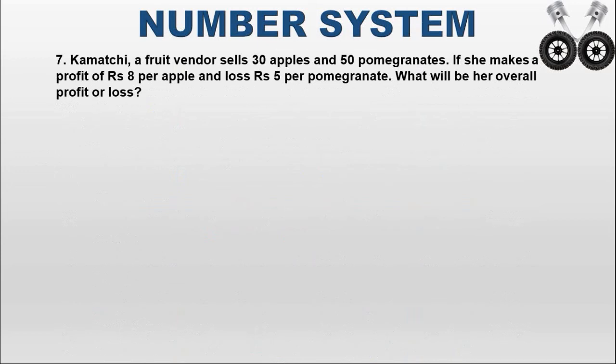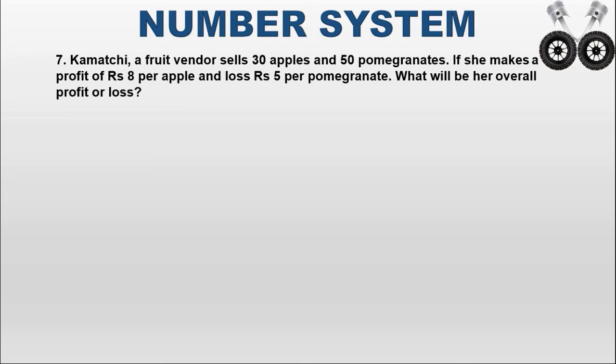The next problem is: Kamachi, a fruit vendor, sells 30 apples and 50 pomegranates. If she makes a profit of rupees 8 per apple and a loss of rupees 5 per pomegranate, what will be her overall profit or loss?